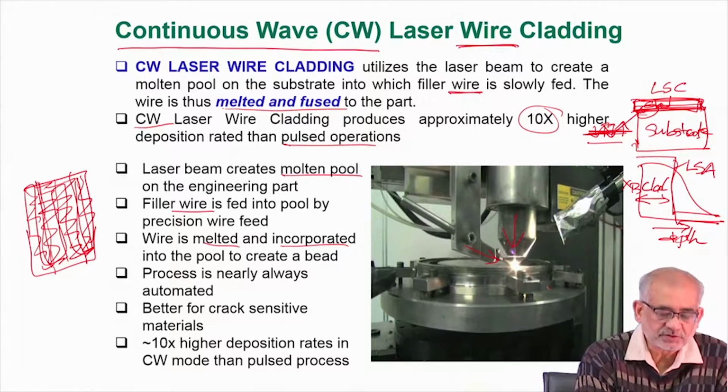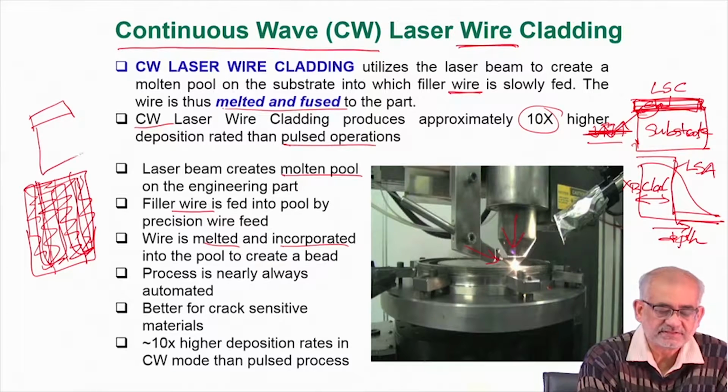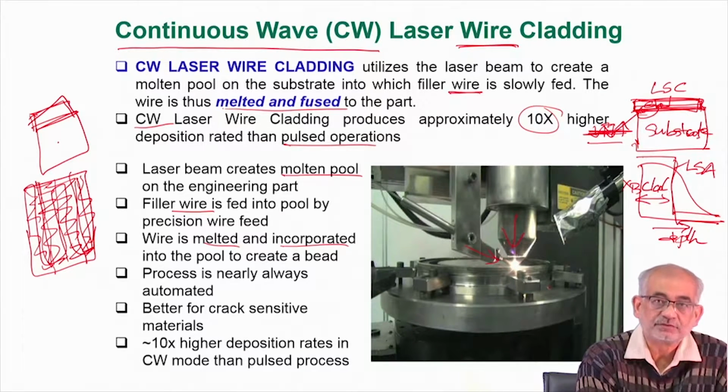So this is the top view, but in terms of the front view, when we create this thick layer, this layer can be fairly thick compared to the alloyed zone.